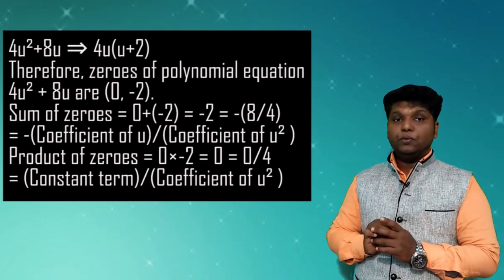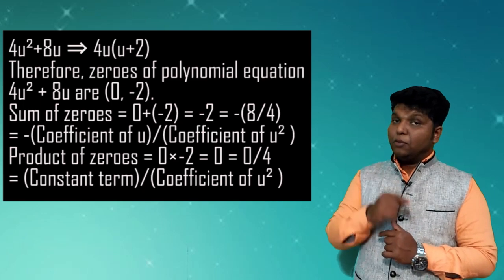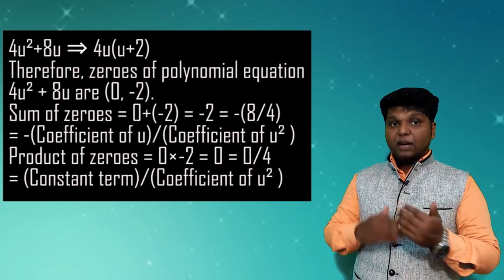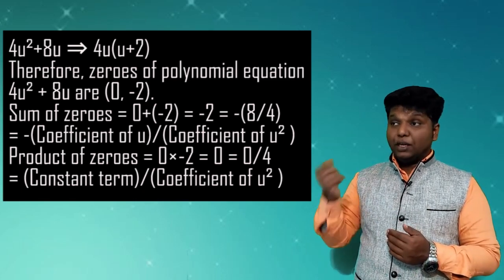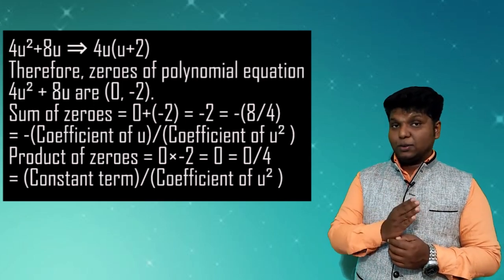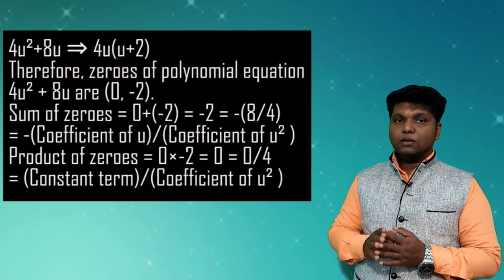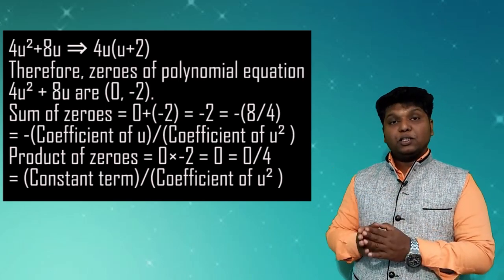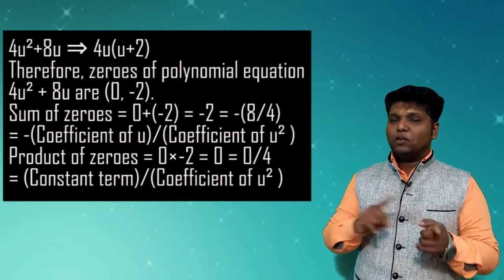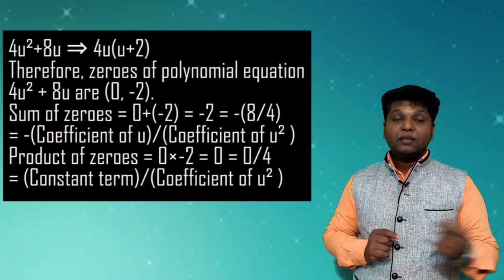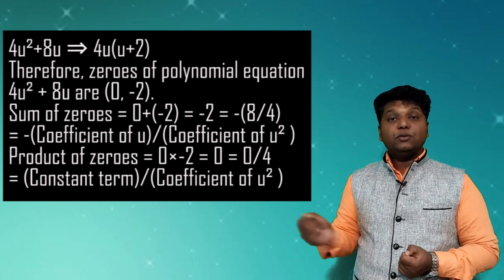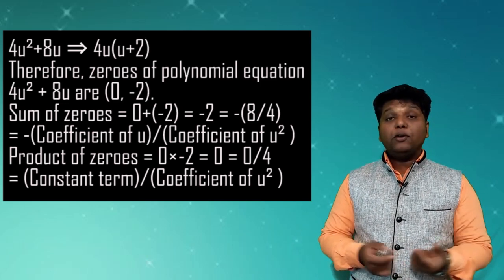So 4u into, what is left? See, in the first term, if you are removing 4u, what will be there? After removing 4u, there will be only u, right? Plus, in 8u, if you are taking 4u outside, then 2 will be remaining. So u plus 2 within brackets is equal to 0. That means 4u into u plus 2 is equal to 0. While multiplying two numbers, if you get 0, what does it mean? Any one of these numbers should be 0. That means in the next line we will write 4u is equal to 0 or u plus 2 is equal to 0.